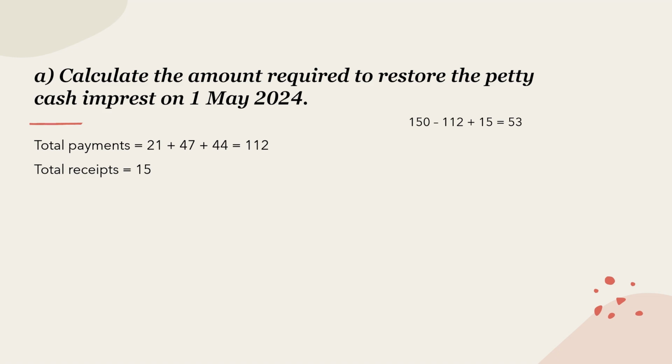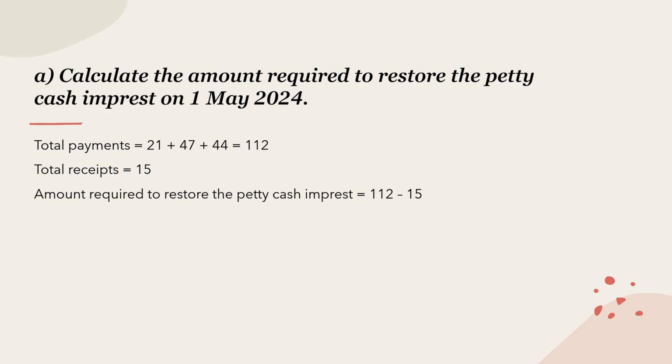So on 1st May 2024, we need to restore the petty cash imprest. So to this 53, we will have to add some amount in order to get 150. That's what we are doing now. We need to find that missing value. So that's simply the amount required to restore the petty cash imprest, which is 112 minus $15. That is 97. So if you add 97 to 53, you will get 150. Simple as that.